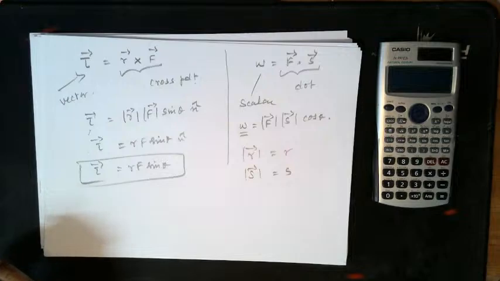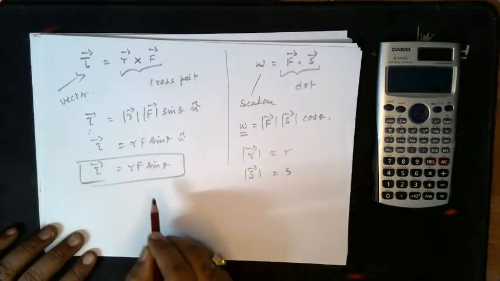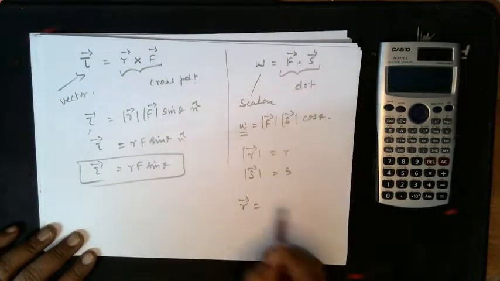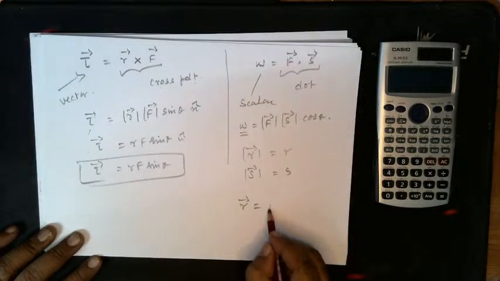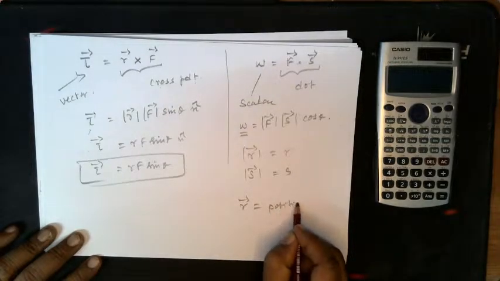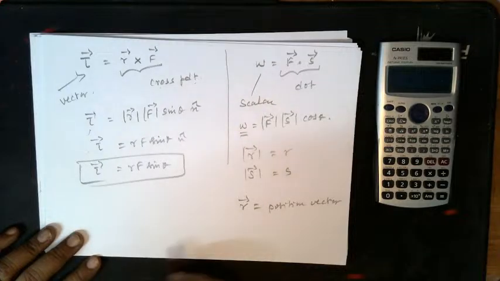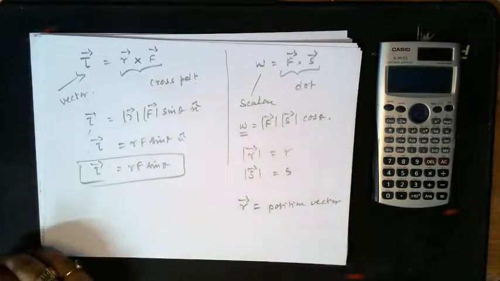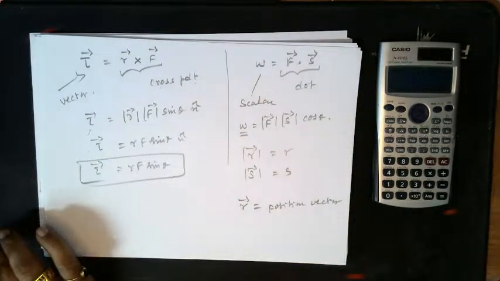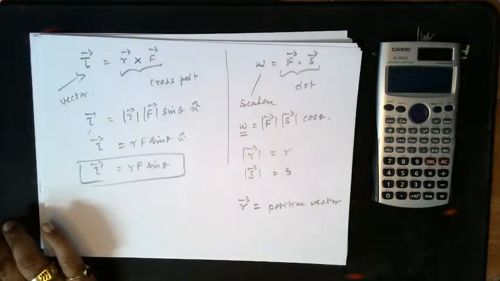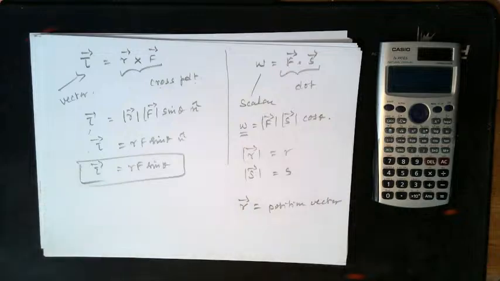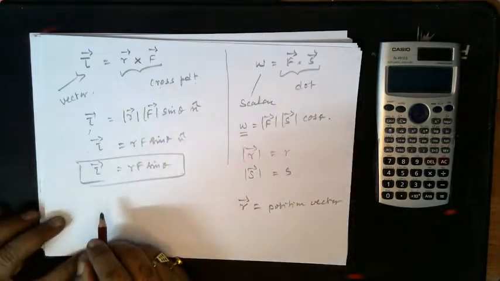Here, what is r vector? What do you call r vector? Position vector. Very good, position vector. So don't forget this, position vector. And what about F vector? That you know, the force vector. Right. And what is the moment of force and its dimension? So note this point, the dimension.